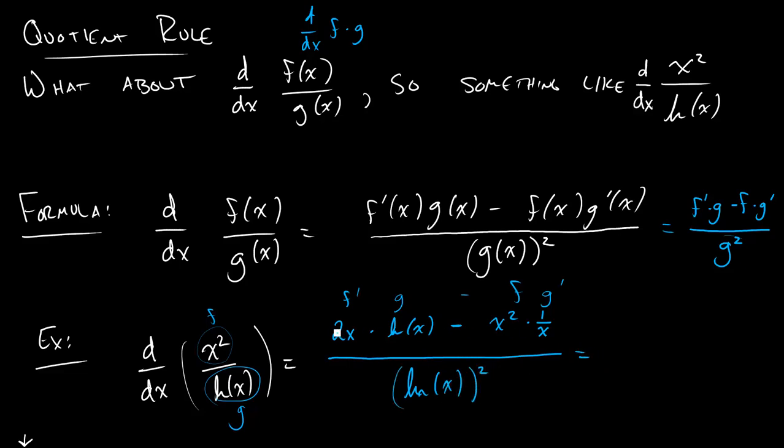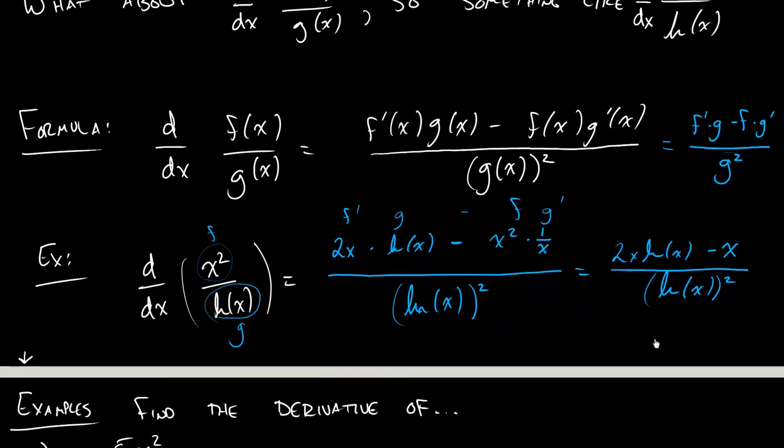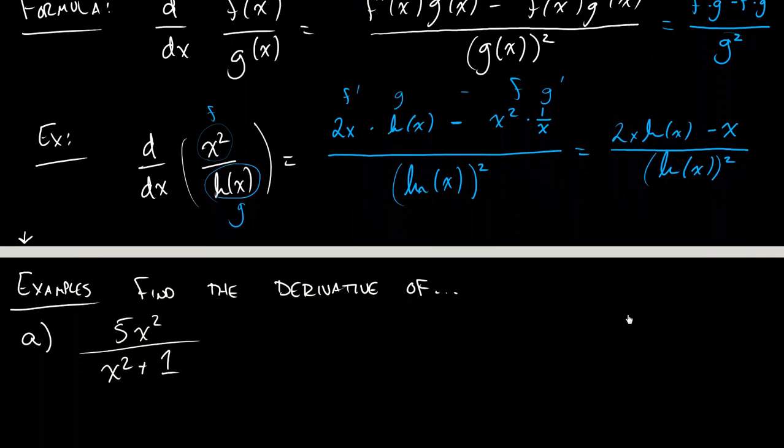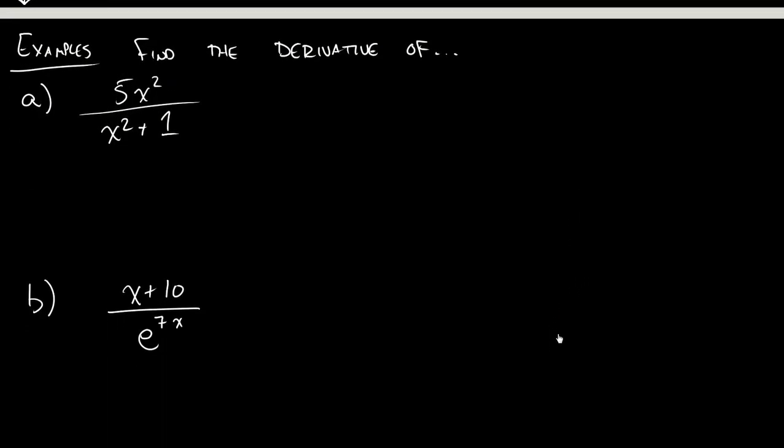Now there's a little bit of simplifying we can do on the top. We'll have 2x ln of x, and then x squared times 1 over x. That's the same thing as x squared divided by x, and so we'll be left with just x there. Remember, x squared divided by x, you can do 2 minus 1, and you'll just be left with x to the first. On the bottom, there's nothing we can do down there. We'll have the ln of x squared. And so that would be my example. So let's do a few more, slightly more advanced examples.